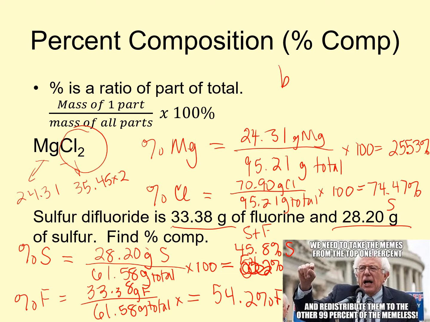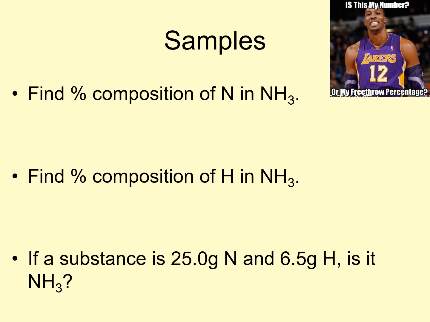So percent composition is the part of the compound divided by the total, and we usually do it by mass. If you're given mass in the problems, you don't have to use the periodic table, but if you're not, then you use the periodic table. Okay, so here are some samples. Find the percent composition of N in NH3.